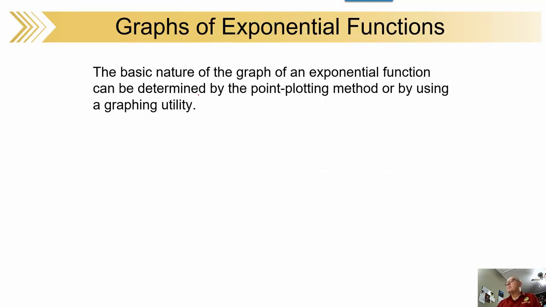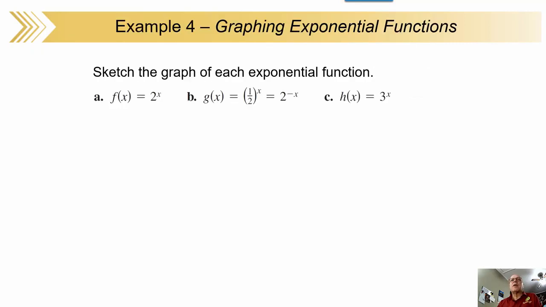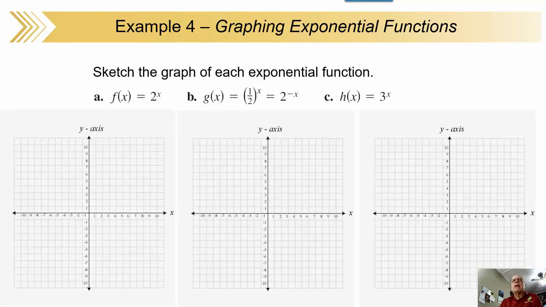How about graphs? Graphs aren't too bad either. There are a couple of points in particular you want to look out for. So here are 3 examples, and let's do a quick graph on these things. So the first one is 2 to the x. Notice that this is a constant. You're taking it to the x power. This is not 0, it's not 1, it's greater than 1, so we're in business.